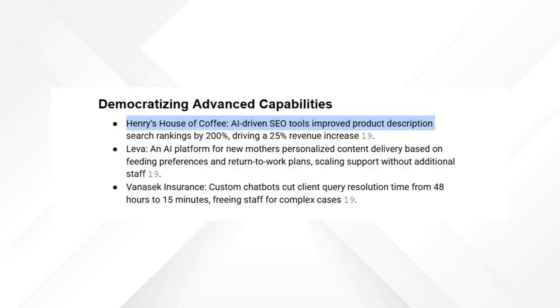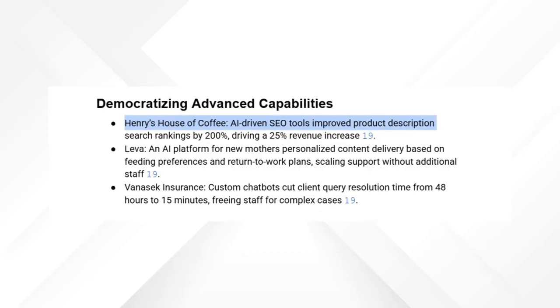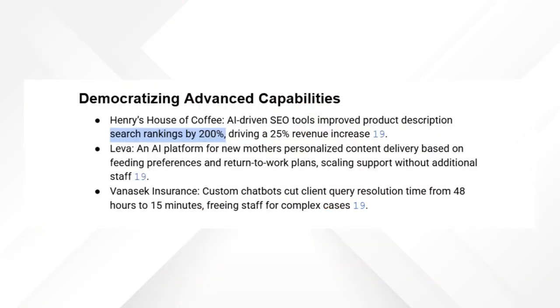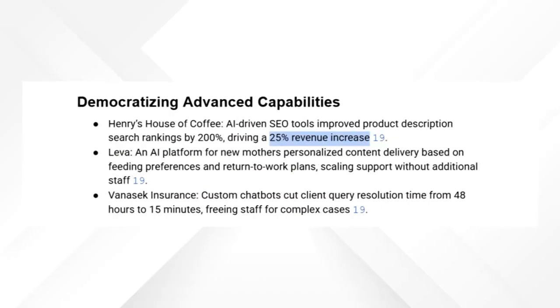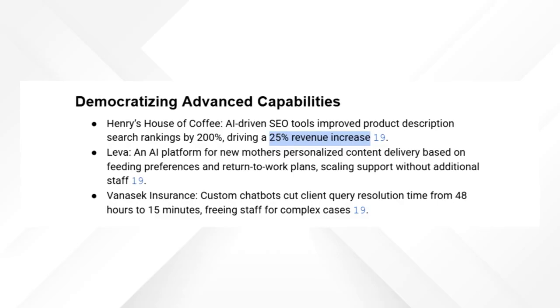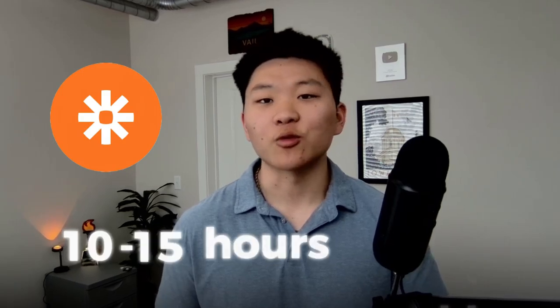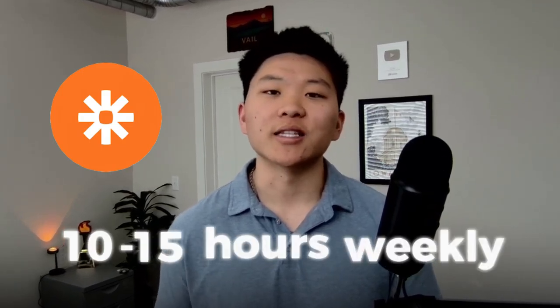Henry's House of Coffee used AI-driven SEO tools to improve their product descriptions, resulting in a 200% improvement in search rankings and a 25% revenue increase. Vanisec Insurance implemented custom chatbots that cut client query resolution time from 48 hours to just 15 minutes. Small businesses using Zapier automations saved 10 to 15 hours weekly on routine data entry and CRM updates.